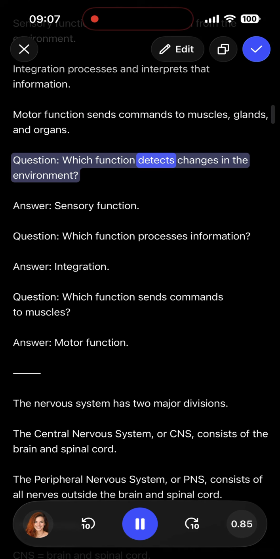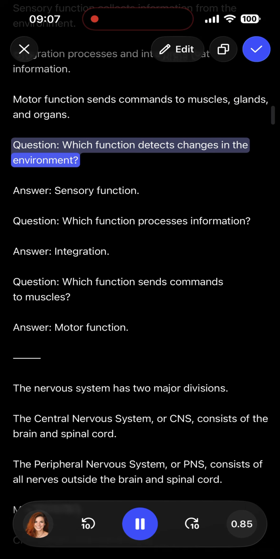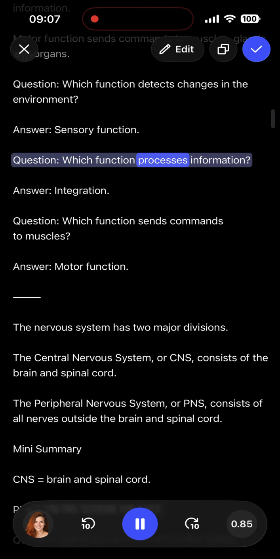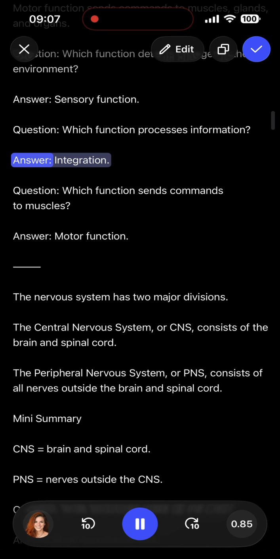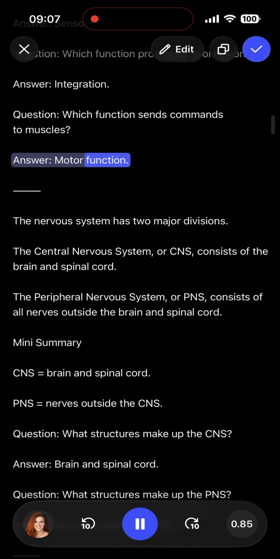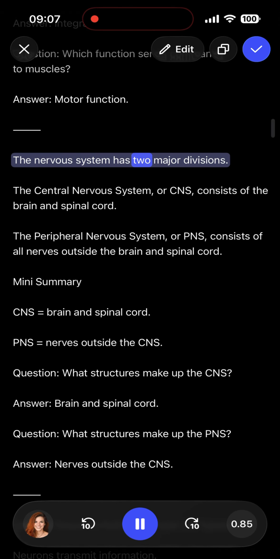Question. Which function detects changes in the environment? Answer. Sensory function. Question. Which function processes information? Answer. Integration. Question. Which function sends commands to muscles? Answer. Motor function. The nervous system has two major divisions.